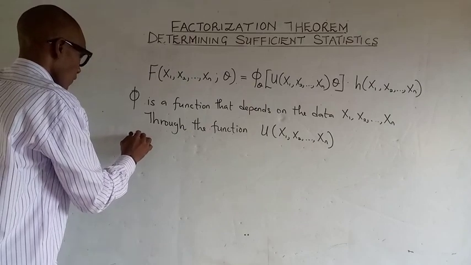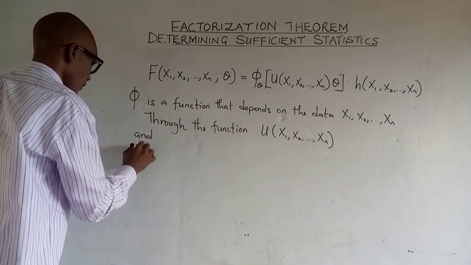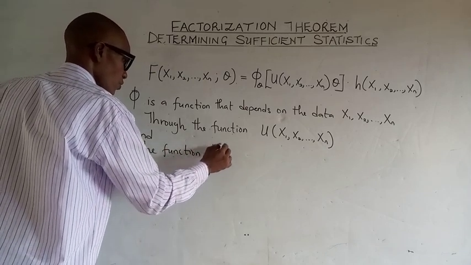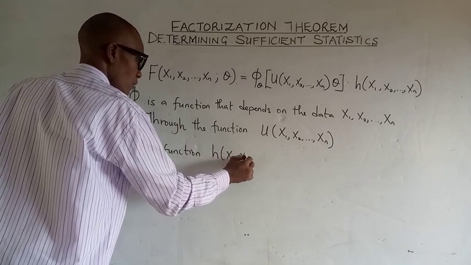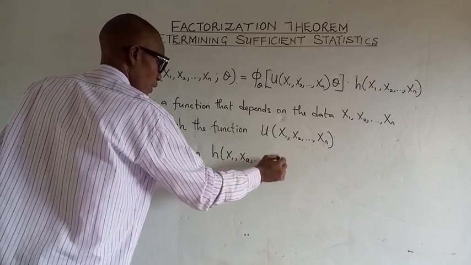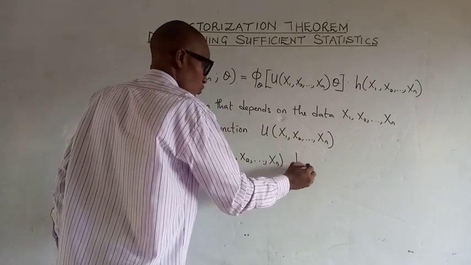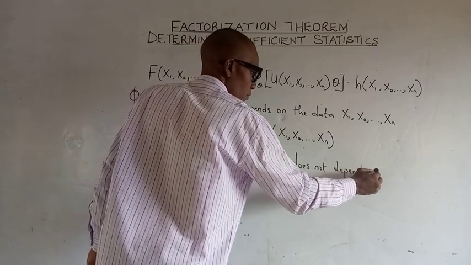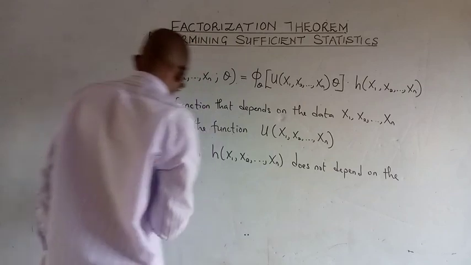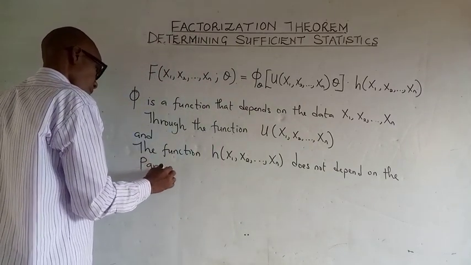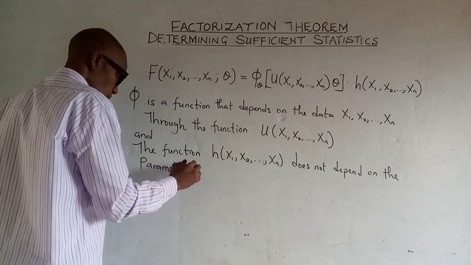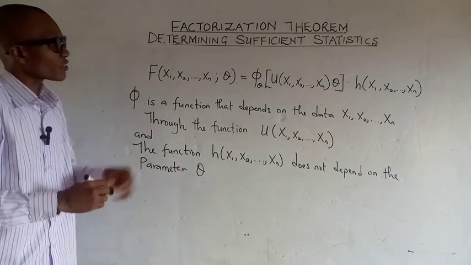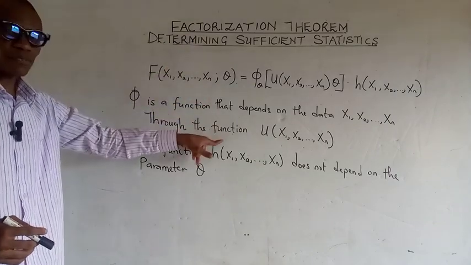Also, the function h of x1, x2 to xn does not depend on the parameter theta. Of course, theta here is the parameter. So this is just the definition for the factorization theorem.